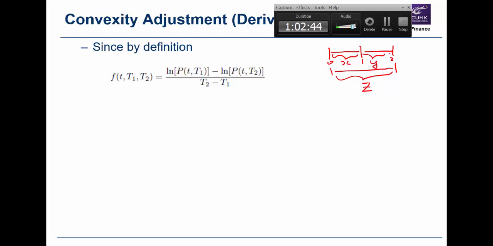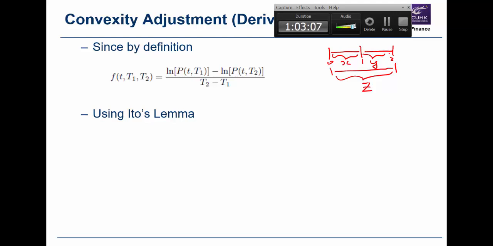This is just the continuous compound inversion. This is a standard formula for forward rates. Looking at it from time t, the forward rate between T1 and T2, so that would be 1 here. Okay.